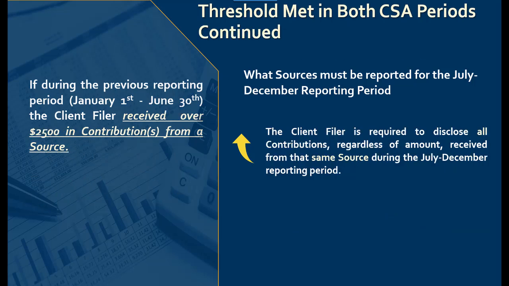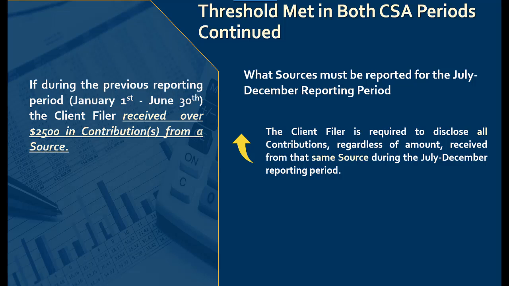This slide also relates to the July-December CSA and describes what to do for a different scenario when the threshold was met by the client filer for both CSA periods that year. This particular slide covers the scenario where the client filer has received contributions from a source during the July to December CSA period, and that same source had contributed over $2,500 in the first CSA period.